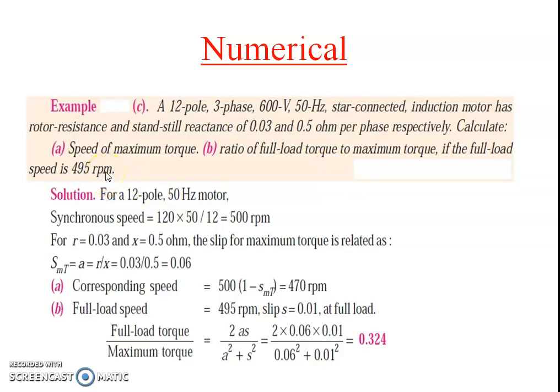That means they have asked this question related with the torque as well as the ratio. They want to ask about the ratio between the full load torque and maximum torque. So before solving this example, we should basically know the formula behind it. That means the formula for the torque as well as maximum torque, the condition for maximum torque, and the formula for calculating the ratio of full load to maximum torque. So before solving the example we will focus on the formulas of that particular example.